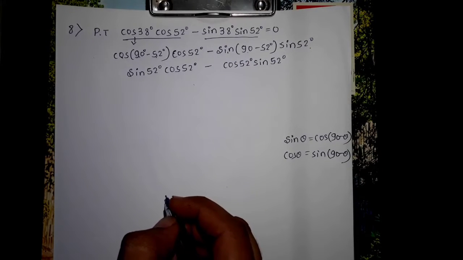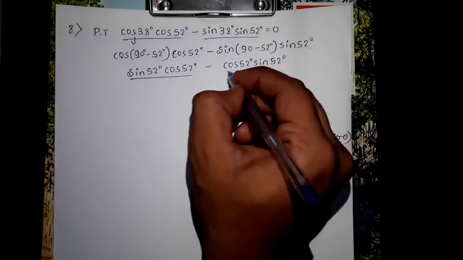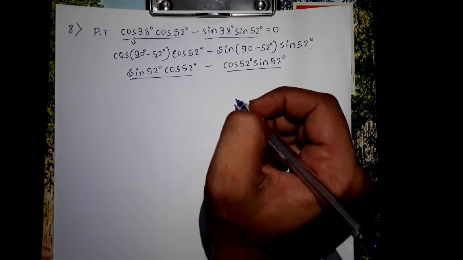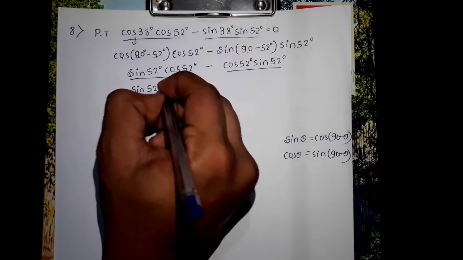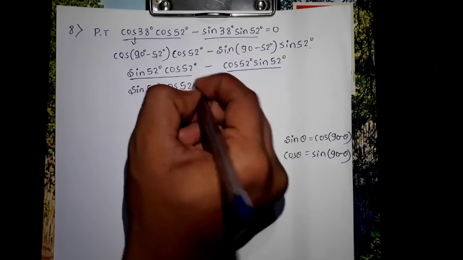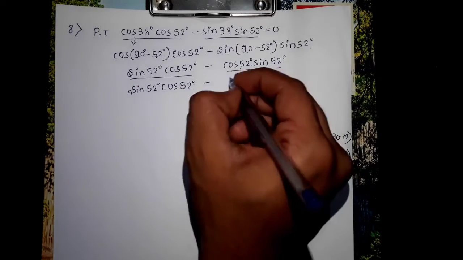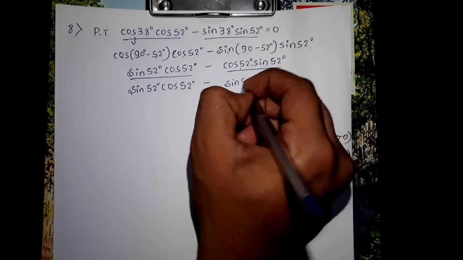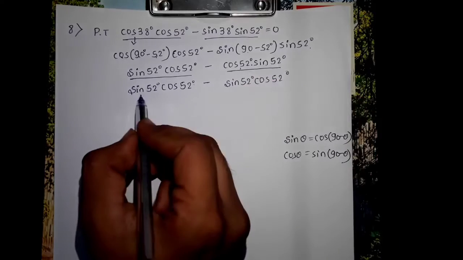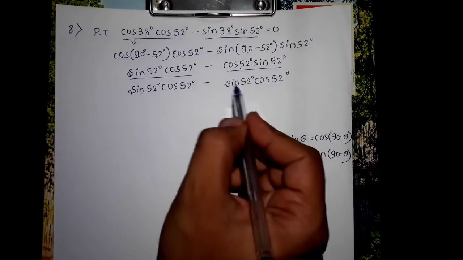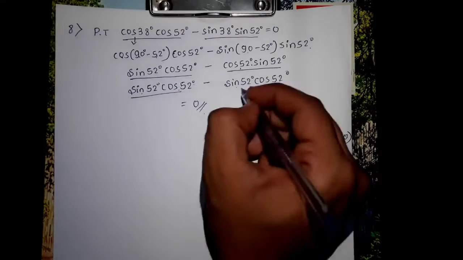Now please observe it carefully. Sin 52, cos 52, cos 52, sin 52, both are the same. It means sin 52 degree into cos 52 degree minus, we can rearrange because here it is multiplication, sin 52 into cos 52. Now observe carefully, sin 52 cos 52 minus sin 52 cos 52, it is 0 of course because the terms are the same.